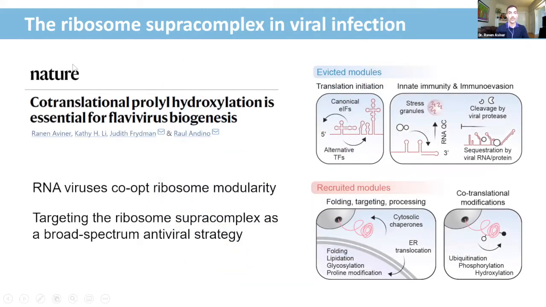In a paper published earlier this year, we showed that changes in ribosome supracomplexes during RNA virus infection reflect potential targets for antiviral therapy. We detected hundreds of such changes, including eviction of canonical translation and innate immune factors, as well as recruitment of specific chaperones and other modifying enzymes. Using this proteomic approach, we found that inhibitors of various ribosome-associated factors have antiviral activity.